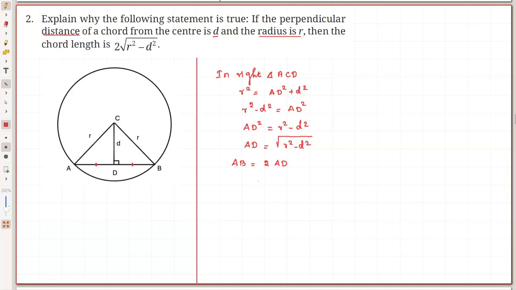Okay, so the AD value we got is root R square minus D square. Therefore, AB is equal to 2 root R square minus D square. Therefore, the chord length is 2 into root R square minus D square. That is true.